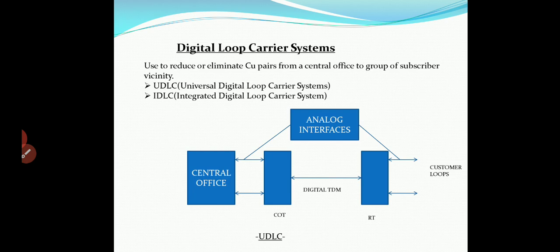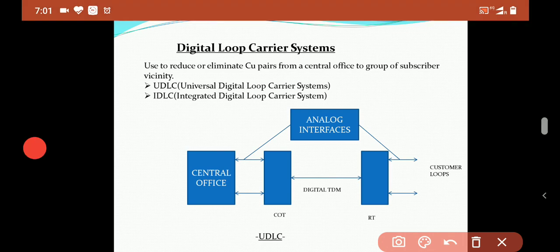It is of two types. One is UDLC, that is universal digital loop carrier system. Another one is IDLC, that is integrated digital loop carrier system. The difference between these two we can conclude by this diagram and this explanation.